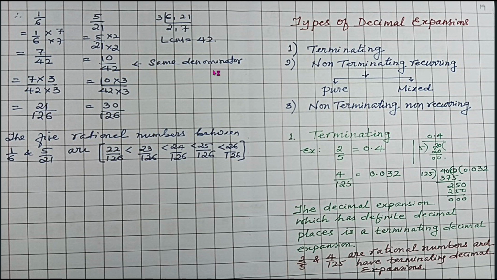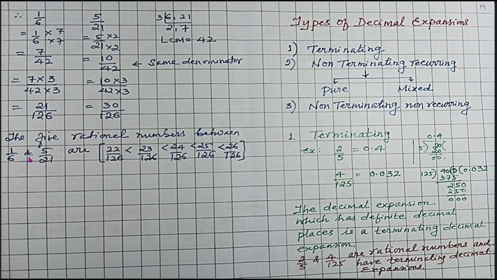Once the denominator becomes the same, we have to check whether we can get 5 rational numbers. We will not get 5 here, because between 7 by 42 and 10 by 42 we get only 2 rational numbers. So we multiply by 3: 7 into 3 is 21, 42 into 3 is 126, 10 into 3 is 30, 42 into 3 is 126. Now between 21 and 30 we get the required number of rational numbers, that is 5 rational numbers.